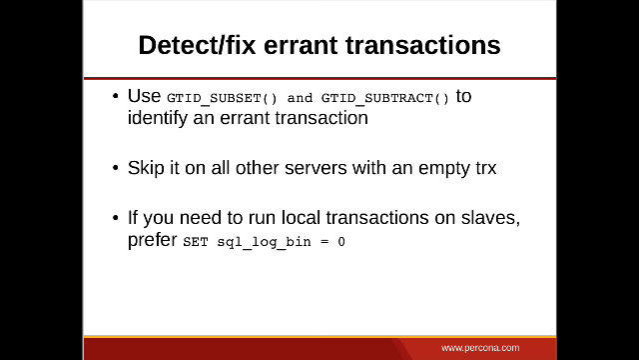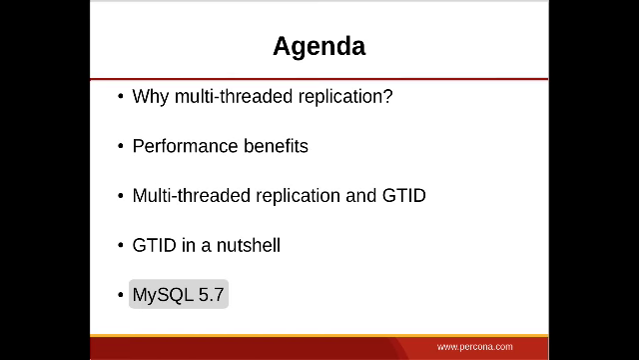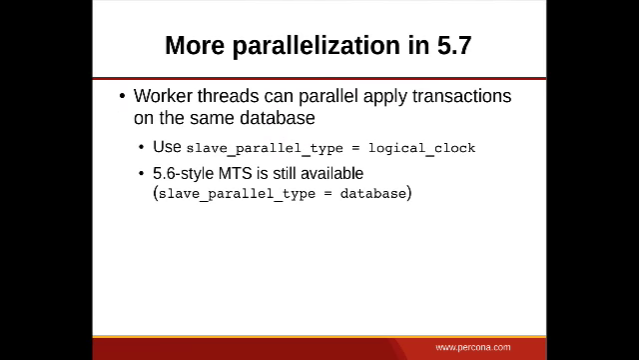Okay, so last topic for the day, the new things for MySQL 5.7. In MySQL 5.6, we have parallelization at the database level. However, it's not good for everyone. I mentioned at the beginning that if you have a single database, multi-threaded replication in 5.6 will not help you. In 5.7, you have a new type of multi-threaded replication which relies on a logical clock.